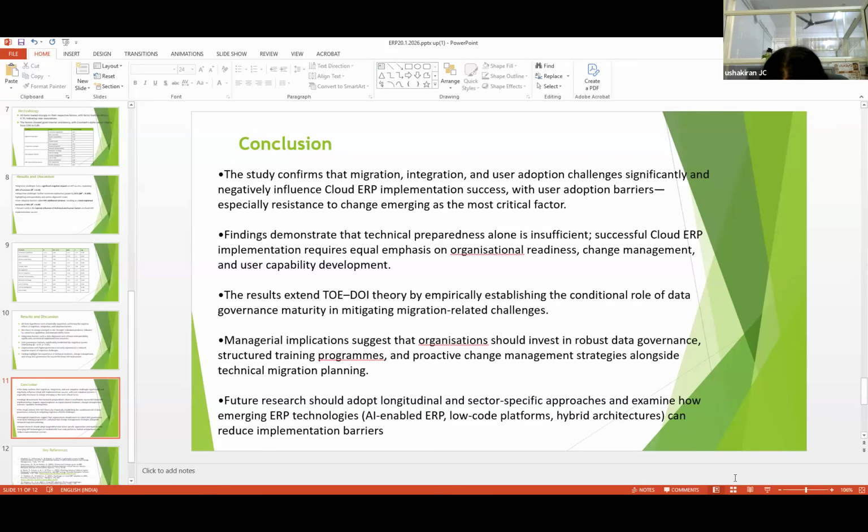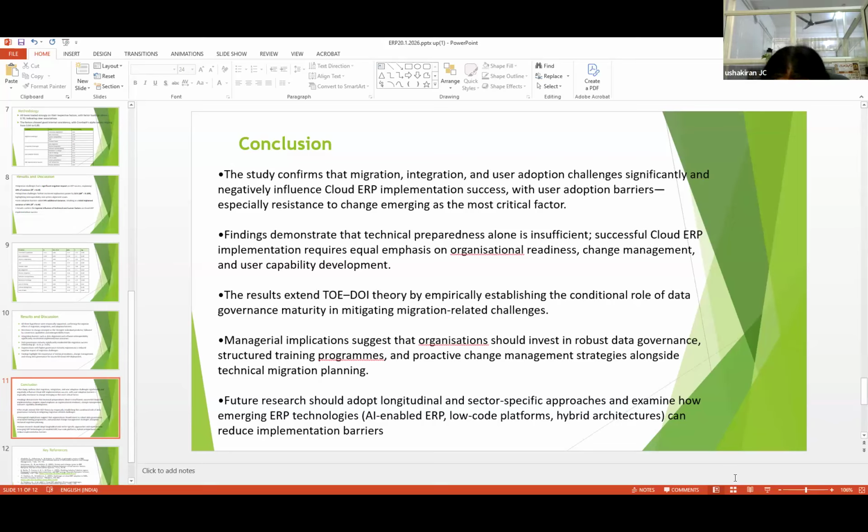It means that a successful cloud ERP implementation requires strong data governance, structured training programs, and proactive change management strategies. From the managerial implications, organizations must balance technical planning as well as human readiness, and investment in training and governance is as important as the system migration.